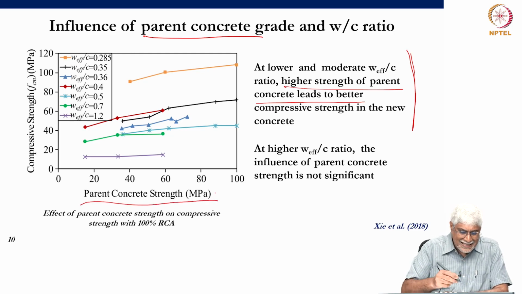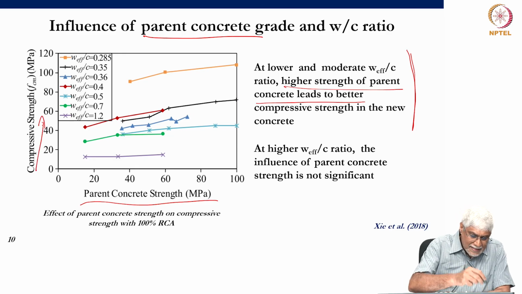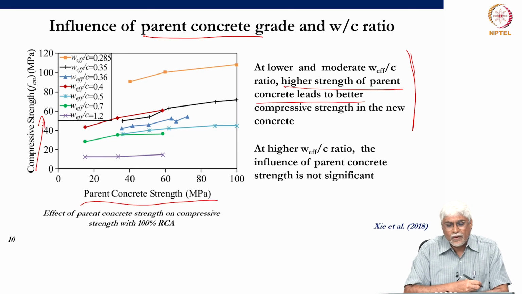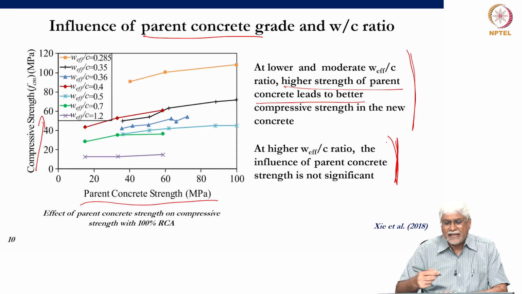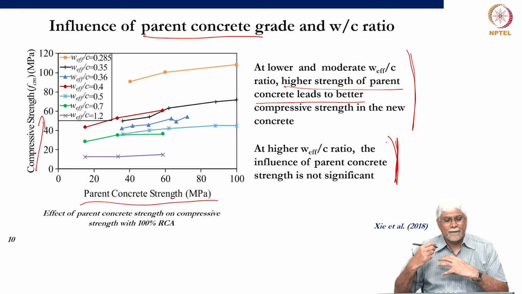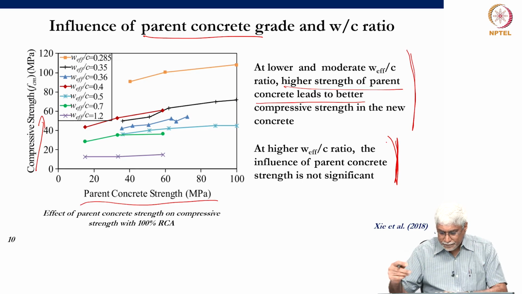As it increases, the new concrete strength also tends to increase, especially when the water cement ratio is low. When the water cement ratio is very high, that means the mortar itself is weak, so the aggregate does not come into the picture much. We have made the new mortar so weak that failure is going to occur through the mortar and not through the aggregates. Therefore, it does not matter that much.